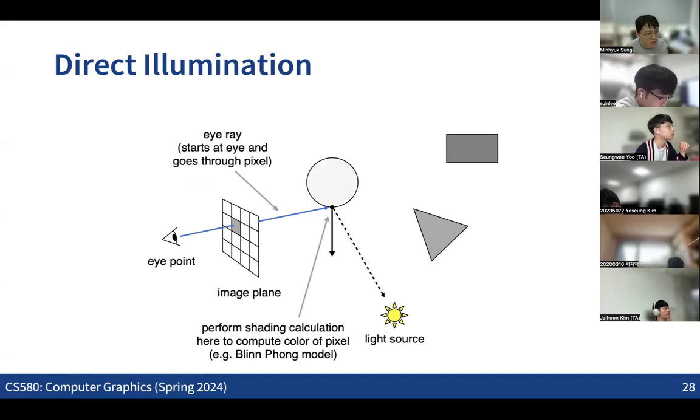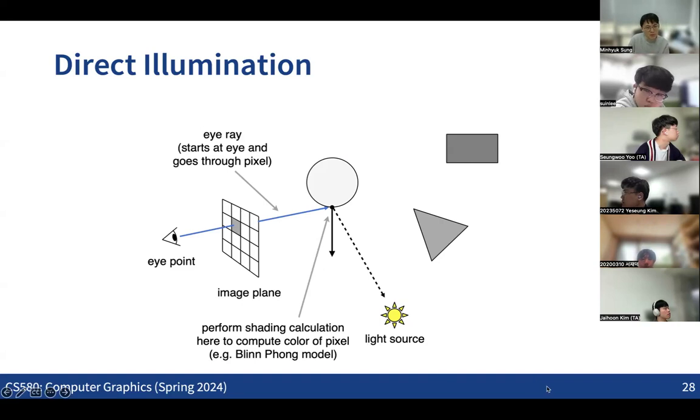Direct illumination is the case where we only consider ray casting, shooting the ray from the pixel of the image plane and seeing the first intersection point. At that point, we also shoot a ray to the light source, computing the reflection at the first intersection point. If we only incorporate this information to determine the final light coming into the pixel, that becomes ray casting, which is the direct illumination case that we have seen in the previous slides.